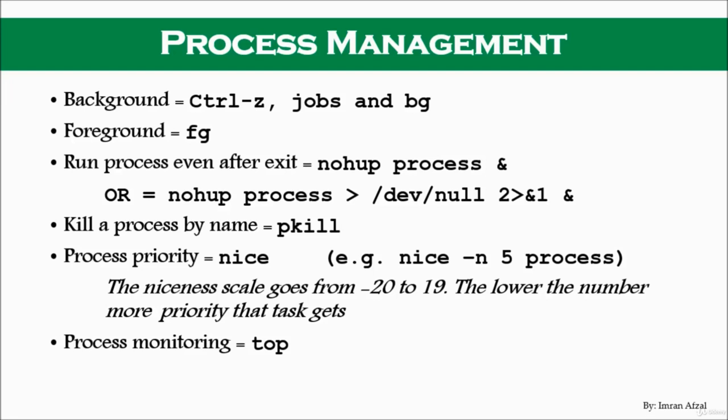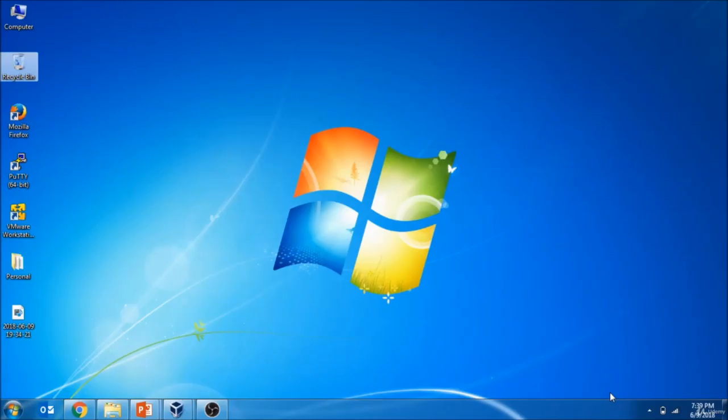Then, how to monitor a process is by running the command top. And how to list all the processes that you have running in your computer, the command is ps, followed by, of course, many different options that you could use. So anyway, let's get into our Linux machine.